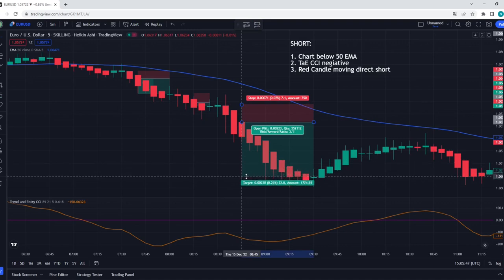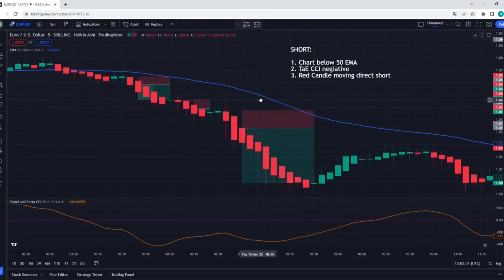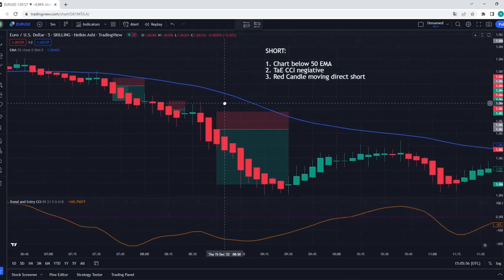Then here we get our next signal. Open the position here, put our stop loss over here, let the trade run until the first green candle, and we got a risk reward ratio of 3.13. And these are the examples of how we would manage our short trades.